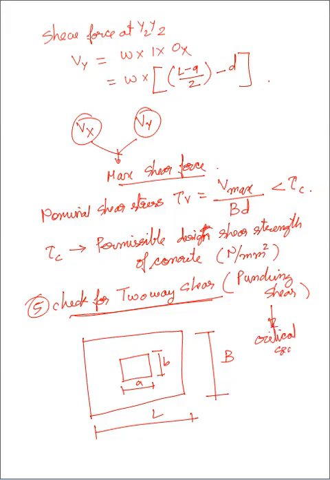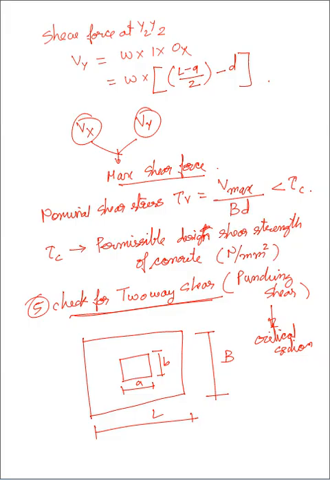The next question is where I am supposed to take the critical section. At which place we have to take it is very important. The critical section for punching shear, which is also called two-way shear, is at a distance of d/2 from the face of the column.